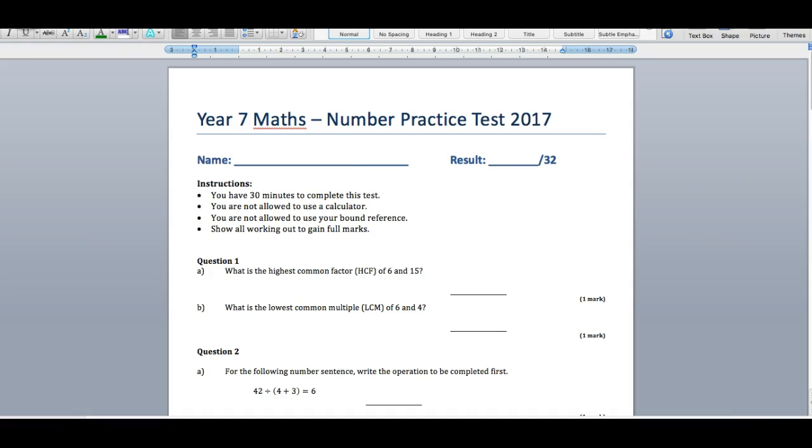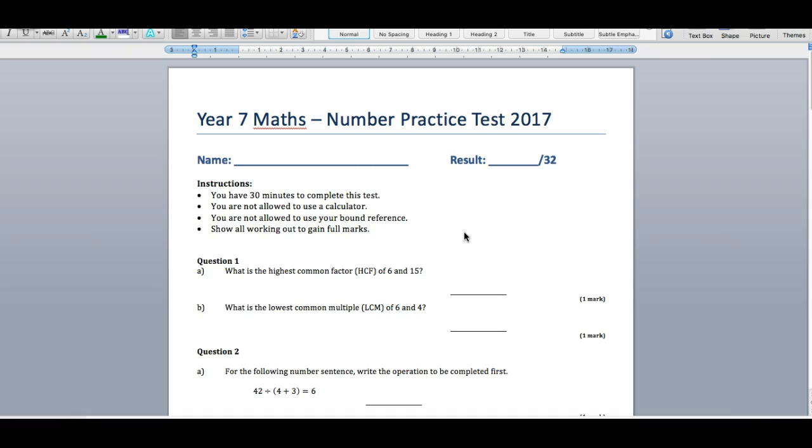This practice test is shorter than your actual test, so you can see it's only for 30 minutes and only out of 32 marks. So your actual test goes for one period and is out of 50 marks. Okay, so it's a little bit longer. For your test, you are not allowed to use your bound reference and you are not allowed to use a calculator. So I suggest you really take your time.